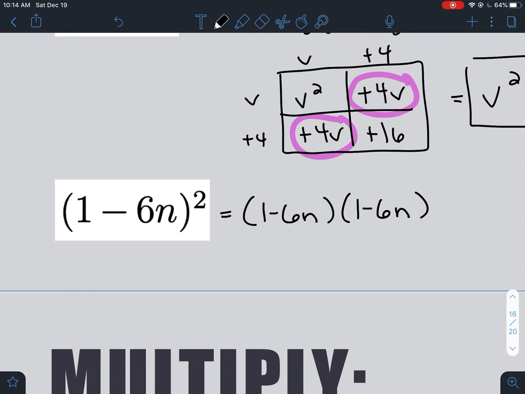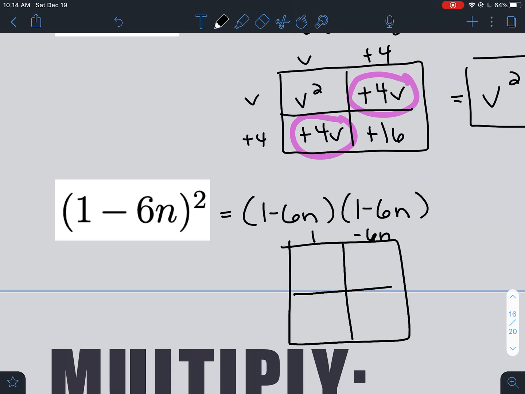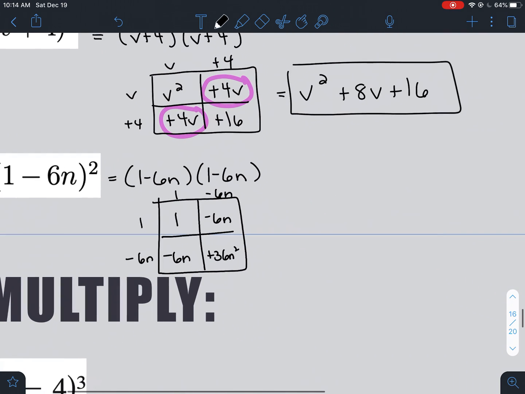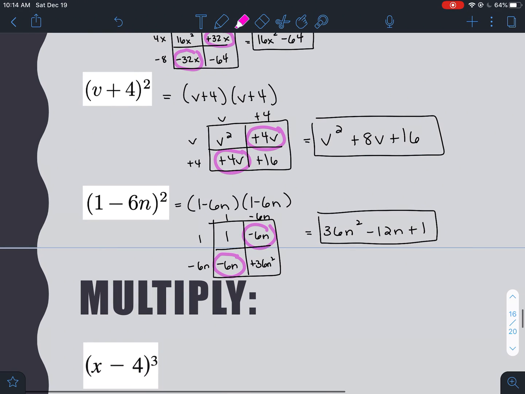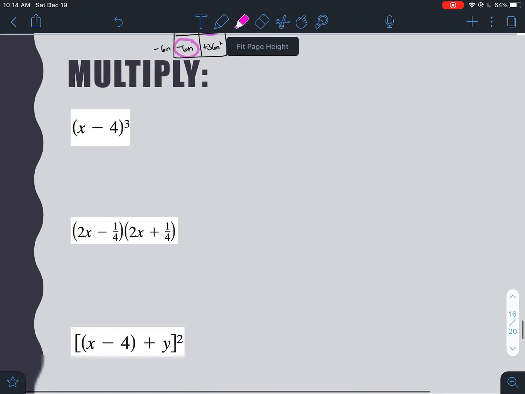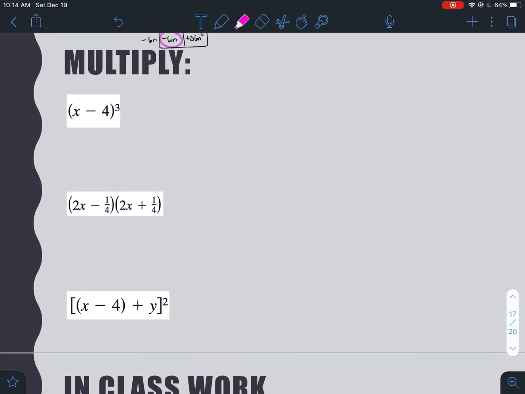All right, let's look at the next one. 1 minus 6n squared. Remember, it means 1 minus 6n times 1 minus 6n. And so if I make my box, 1 minus 6n, 1 minus 6n, I get 1 minus 6n minus 6n, then plus 36n squared. Let's put this in descending order. So I would have 36n squared. Negative 6n and negative 6n are negative 12n, and then plus 1. And again, the middle terms didn't cancel. They were the same, and they didn't cancel. All right. Go ahead and pause the video and try the next 3.